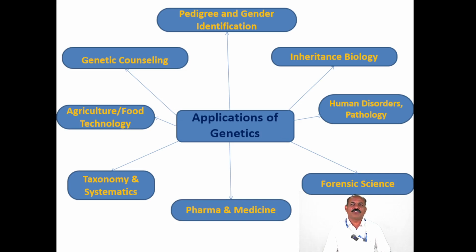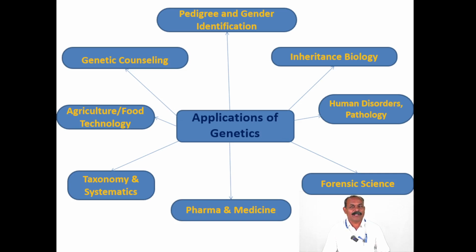Now the applications of genetics. There are a variety of applications, and genetics is one of the most important strong pillars of the basic sciences, or even you can say life sciences. The major applications of genetics are inheritance biology. Inheritance biology means how the traits are transmitted from one generation to another generation. Next, to study the different kinds of human disorders, even to study human pathology, that is also studied very well with the help of genetics, and genetics is applied in these two branches.